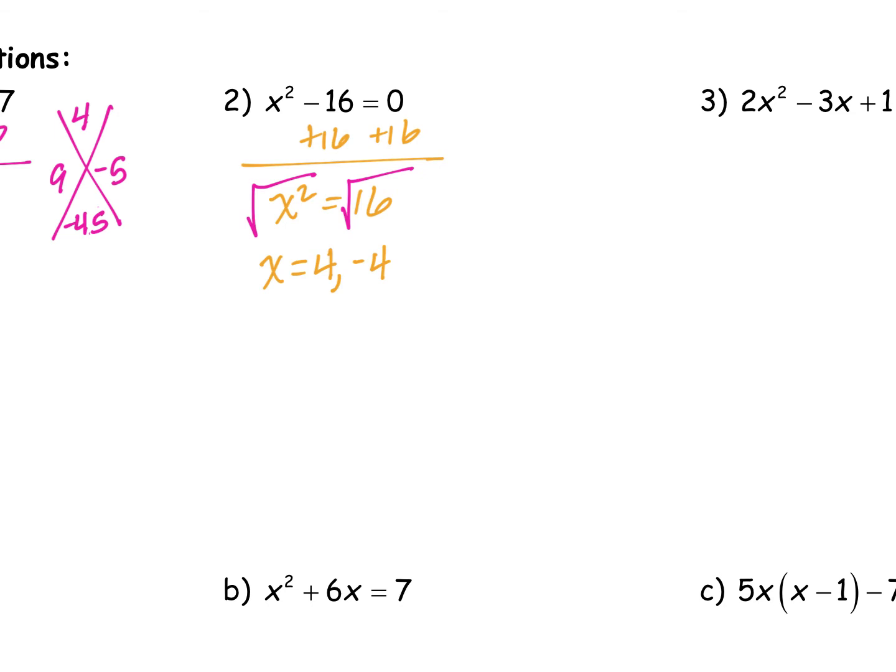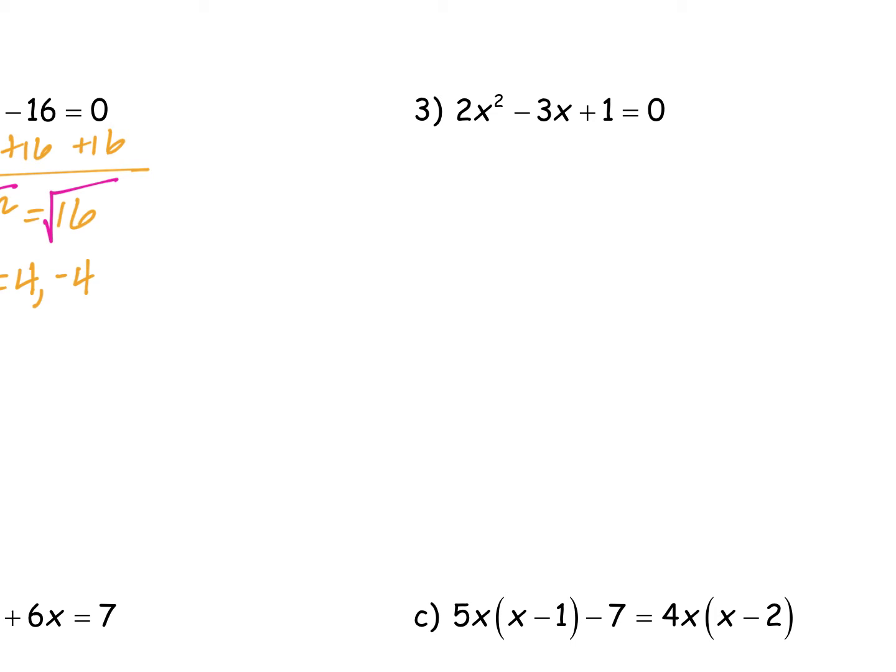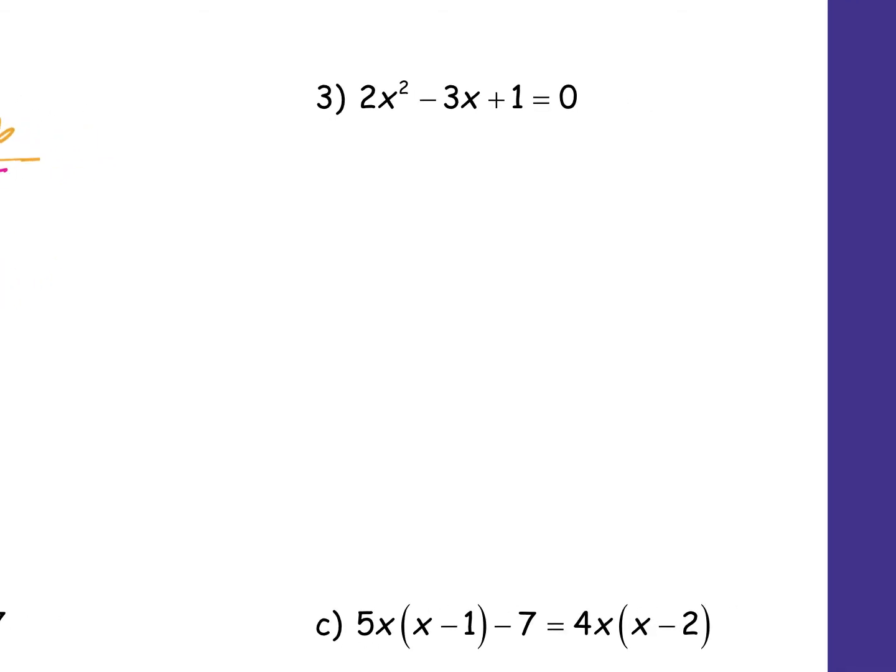Okay, so now we're going to do number 3. We can factor this, or we can use the quadratic formula. Either one. I'm going to use the quadratic formula because we need to demonstrate it. This is ax squared plus bx plus c, right? So the first thing I want to do is find out what a, b, and c are. So a equals 2, b equals negative 3, and c equals 1.